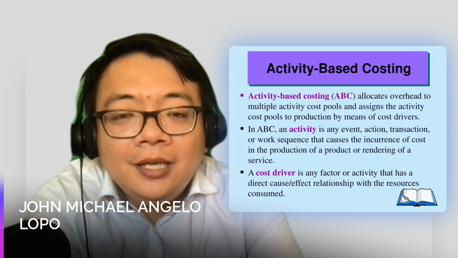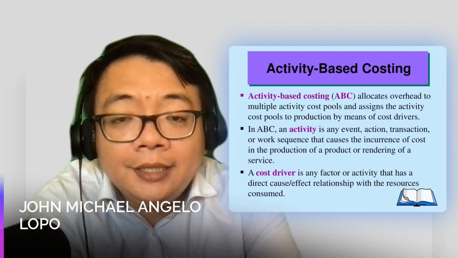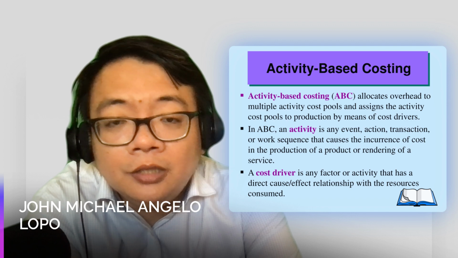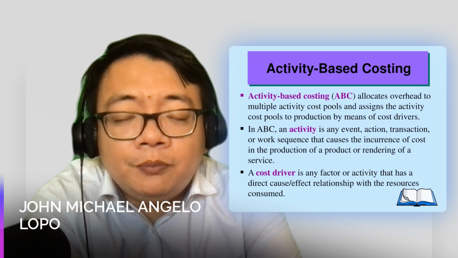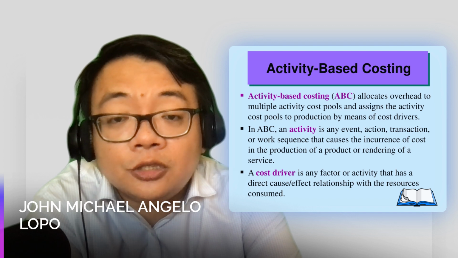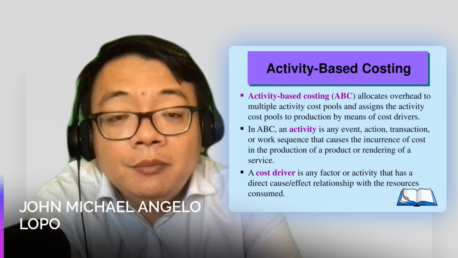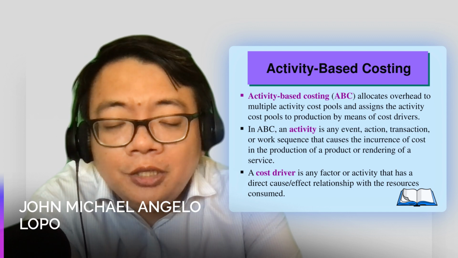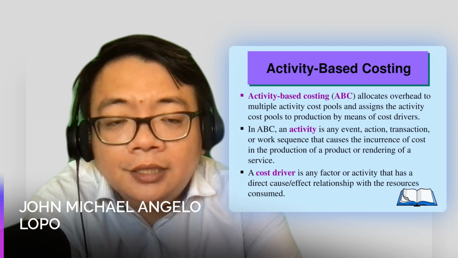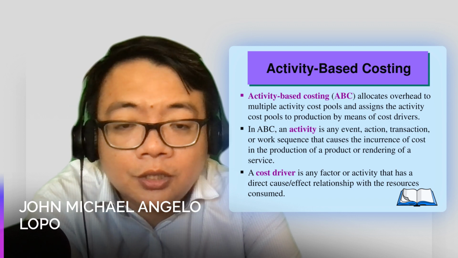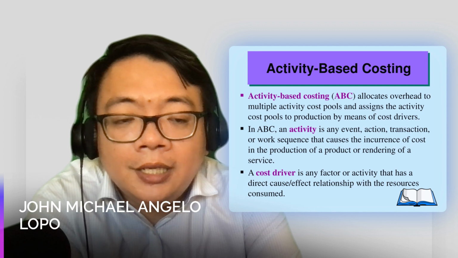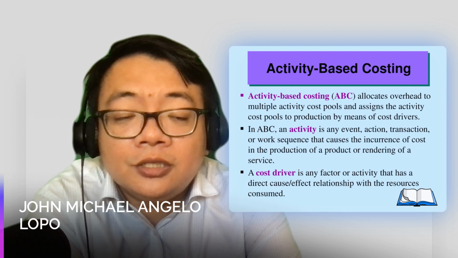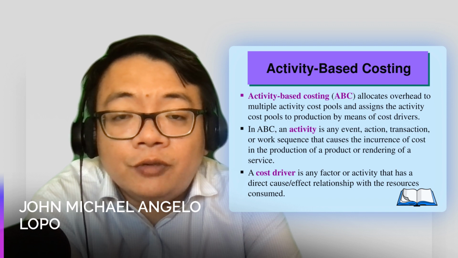So, activity-based costing or ABC allocates overhead to multiple activity cost pools and assigns the activity cost pools to the production by means of your cost driver. Class, if you notice, you have the same formula. Okay? Ano yung formula natin, class, sa predetermined overhead rate? Estimated annual overhead cost divided by your estimated cost driver. Okay? Then, to be multiplied by the actual cost driver, and that's your applied manufacturing overhead.